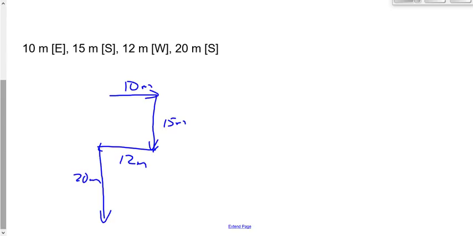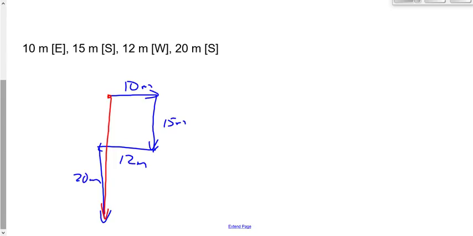Good? That's correct. Are they all drawn head to tail? Absolutely. Now the resultant vector should be drawn from start to finish, from here to here, but that's pretty difficult to find.